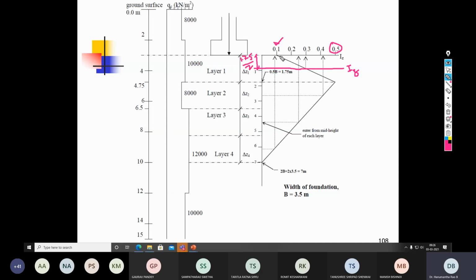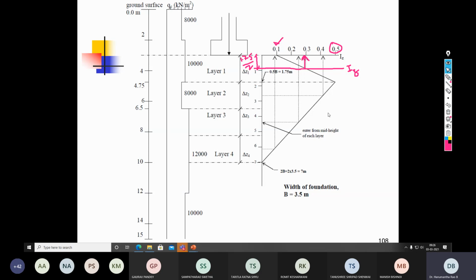Now if you look at the variation of Iz, the top value at 0 is 0.1, and at a depth of 1.75 it is 0.5. But we require the Iz value at the middle of layer 1, that is 1.75 by 2. For that purpose, you need to interpolate between 0.1 and 0.5. If you interpolate, the value you get is approximately 0.3.